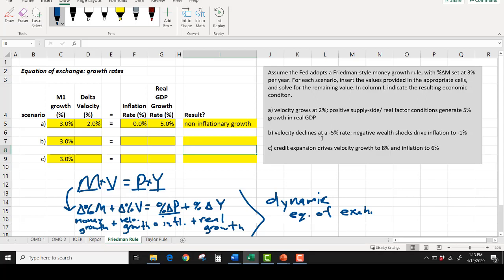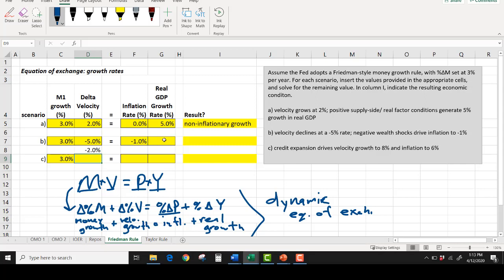So part B says velocity declines at a minus 5% rate, and the negative wealth shocks drive inflation to -1. So velocity is dropping, and that's going to pull the inflation rate down. Now let's solve for real growth. Well, we've got a total of -2, right? And if you like, you can write down the total over here just to check the math. I got a -2 over here, means I got to have a -2 over here.